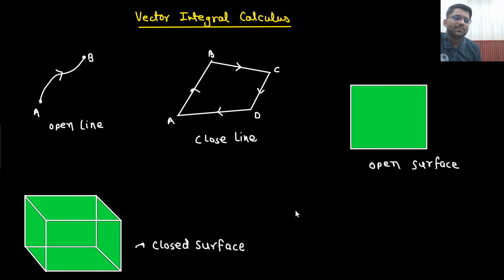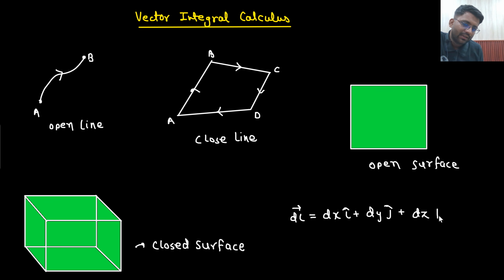Do you remember the small length dl in Cartesian coordinate system? So that would be dx i cap plus dy j cap plus dz k cap. All the basic prerequisites we have already seen. And surface area could be dx dy a_z cap. All the surface area also we have seen. So now we will get started directly with the problems.